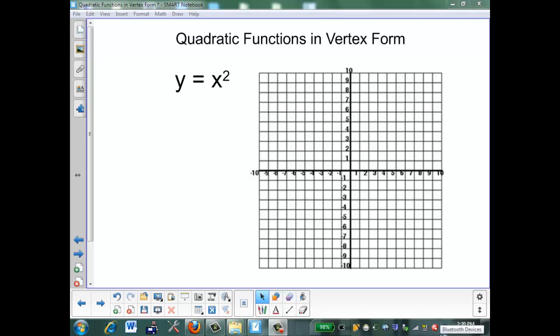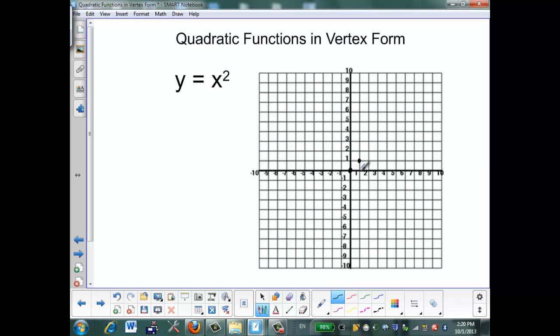In this video, we're going to learn how to graph a quadratic function written in vertex form. From the last lesson, we learned how to graph a quadratic function if it's just a basic y equals x squared, and we look at the pattern of squares. So our vertex is going to be at 0, 0, and then we're going to move from there. If we move one space to the right, we're going to move the square of that up. So we're going to move 1 up.